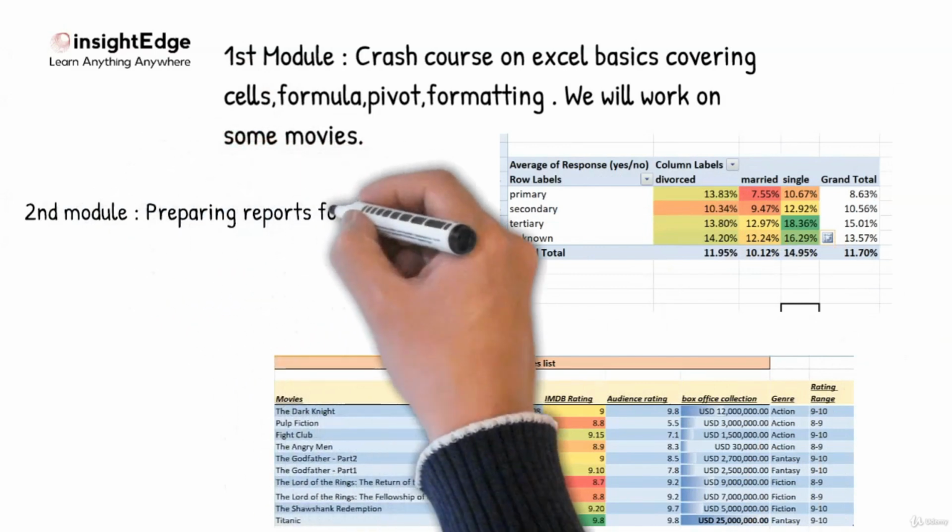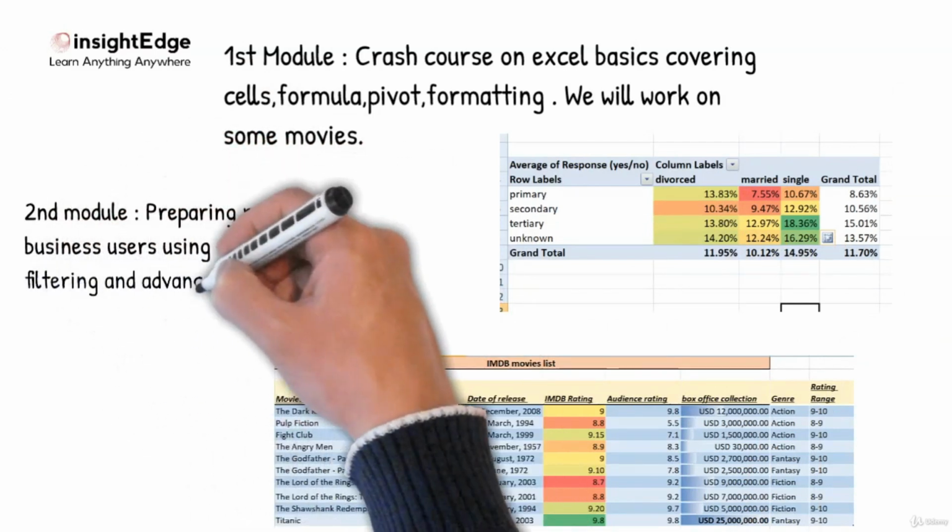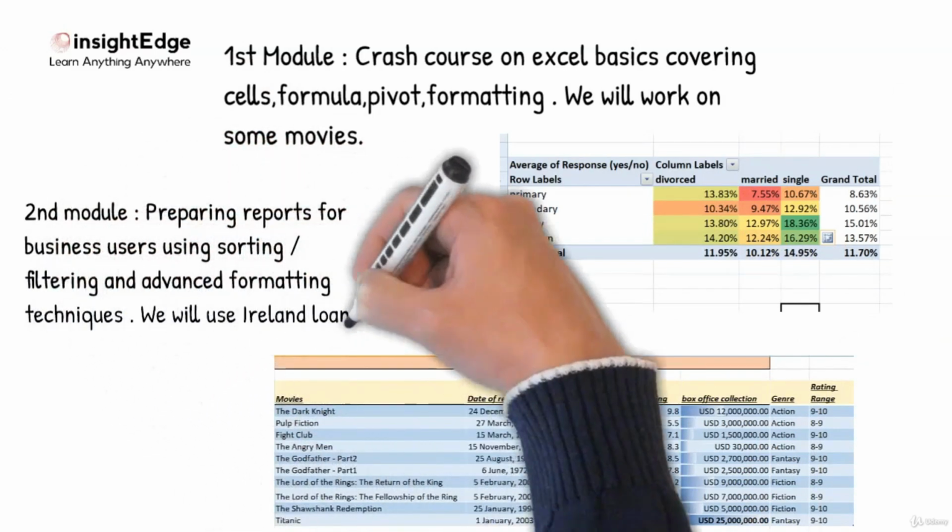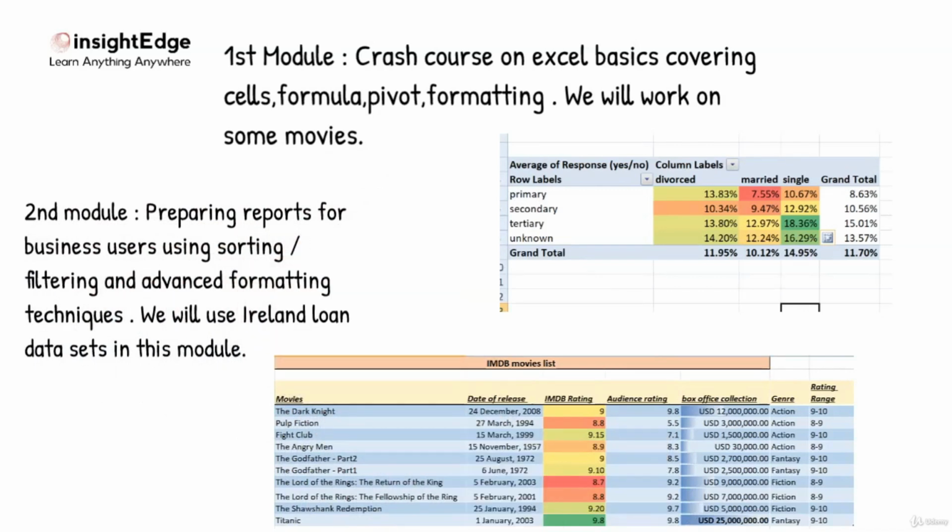In the first module, we will do a crash course on Excel basics covering cells, formulas, pivot, and formatting. We will work on some movies. In the second module, we will prepare reports for business users using sorting and filtering and applying advanced formatting techniques. In the second module, we are going to use a real world data set from the Ireland Lending Bank.